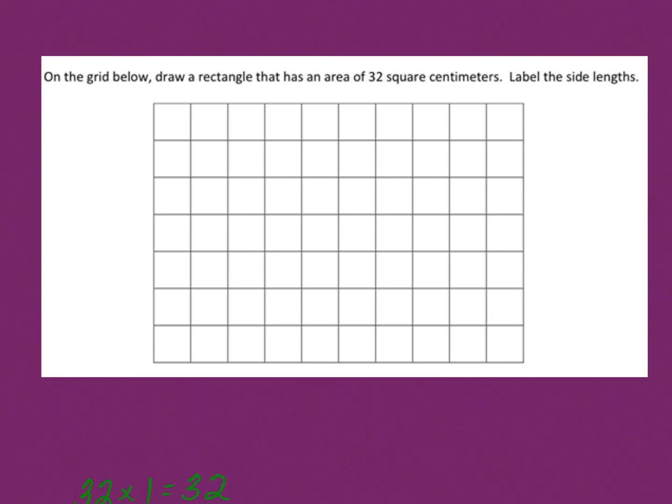We know 32 times 1 equals 32. We know 16 times 2 equals 32, and we know 8 times 4 equals 32. Let's create our rectangle with 8 times 4 equals 32. We know 32 is actually 32 square centimeters. So our side lengths are going to have to be 8 centimeters and 4 centimeters.